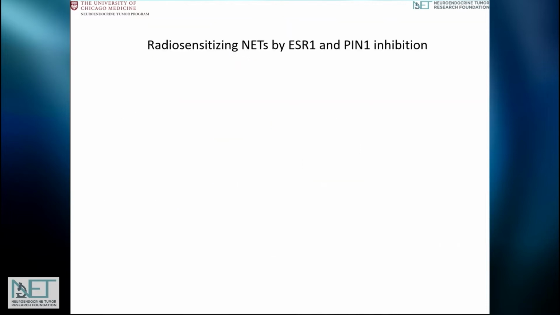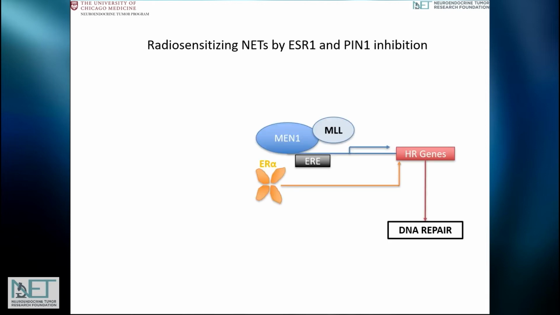So we asked ourselves the question, what about all these other neuroendocrine tumors that don't have MEN1 mutations? That is 50% of PNETs, and then almost all small bowel or lung NETs. How can we radiosensitize these tumors?